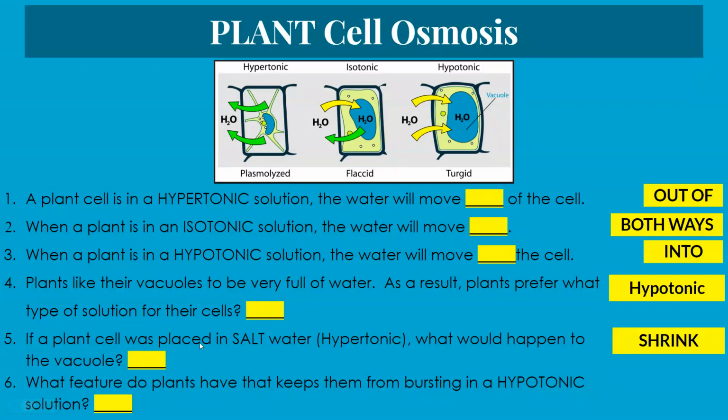Now, if a plant was placed in salt water, which is hypertonic, we're going to shrink. That's what we saw in the lab. And then last question, and kind of very important, is what feature do plants have that keeps them from bursting in a hypotonic solution? Well, when plants like this turgid feeling, the only way they can really survive this is because they have that cell wall helping to maintain that structure of the cell. It's hard to bust through that. Animal cells don't have that, so when they get too full, they pop.